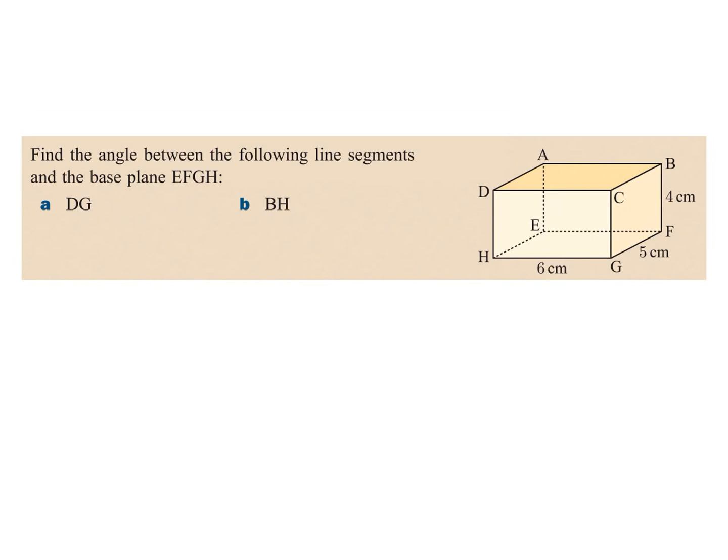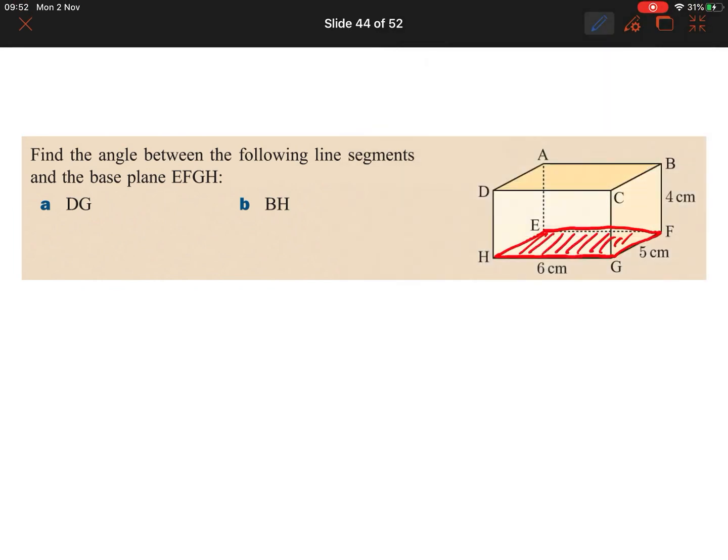So let's put that in the format of a little question. So it says find the angle between the following line segments and the base plane EFGH. So here's my base plane. Okay, and we want to know that between D and G. So let's put in DG. That's there. Now, if you imagine a shadow being cast right underneath, it would be there. So what we want to do is we want to find out the angle DGH.